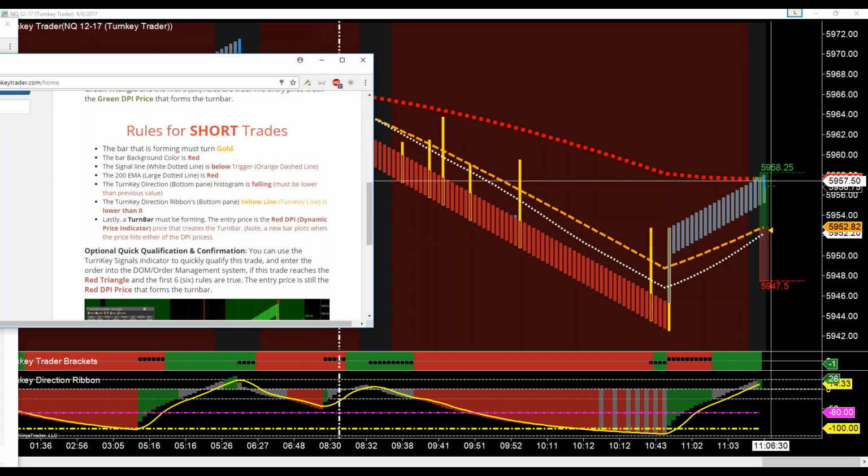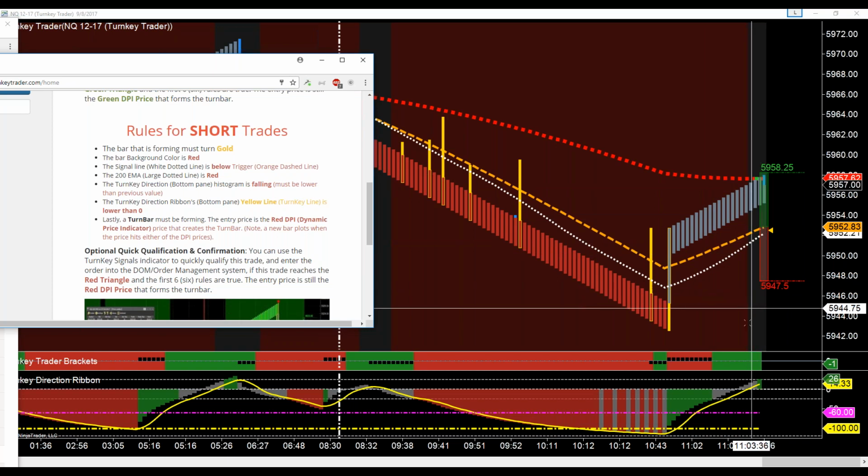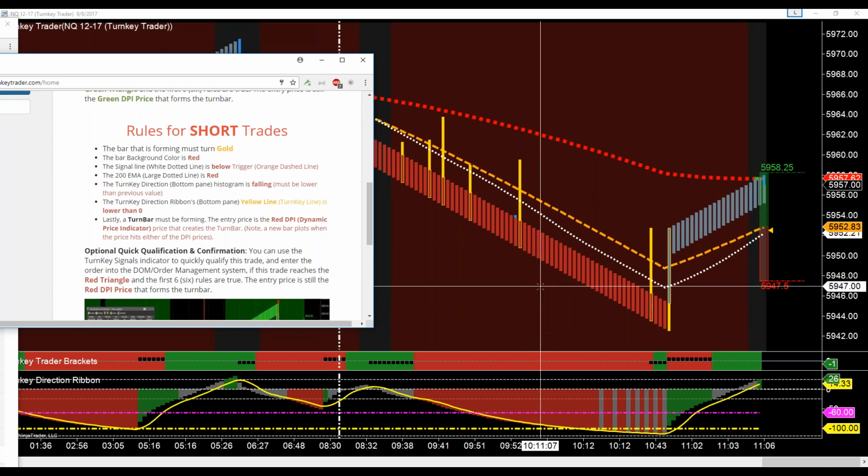And for that to be the case, we would need to see a turn bar. So we need to see this come all the way down to the opposite DPI. So unfortunately, that didn't happen. Markets are still fairly slow, so not too many opportunities just yet.